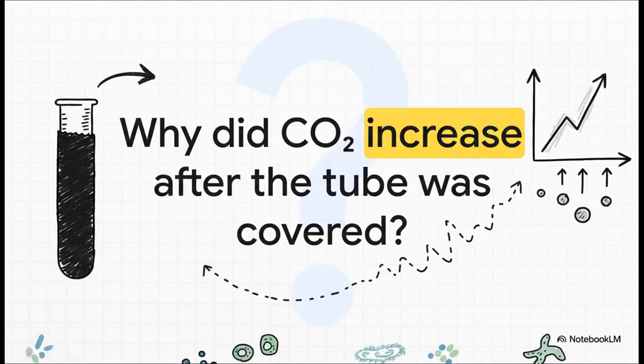Okay, then something changes. On day 5, they cover the whole tube in black paper. And look at the graph. The CO2 level starts climbing steadily. So what's the deal? Why does blocking out the light cause this to happen?